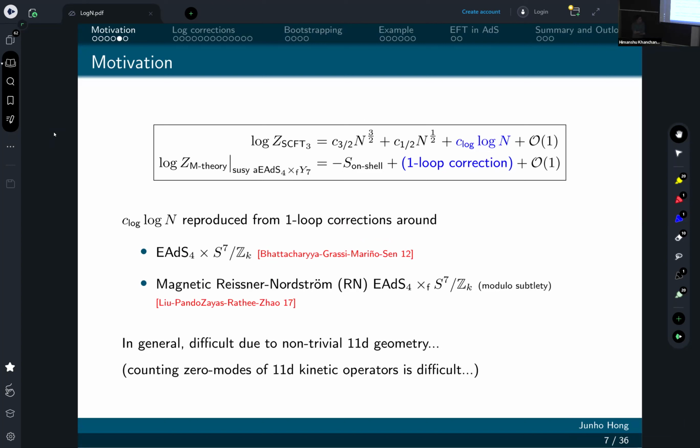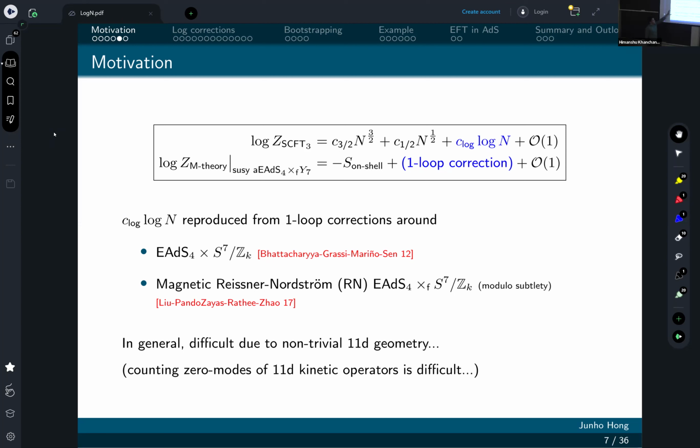The problem is, as I mentioned, I'm interested in this Leuven. But producing this Leuven correction precisely from the gravity side is quite non-trivial. To the best of my knowledge, it has been done only for two examples. First, pure Euclidean AdS4 without fibering over S7. The second example is magnetic Reissner-Nordström, Euclidean AdS4.